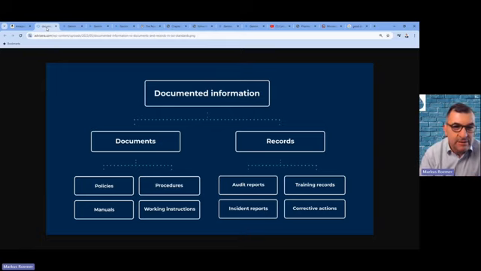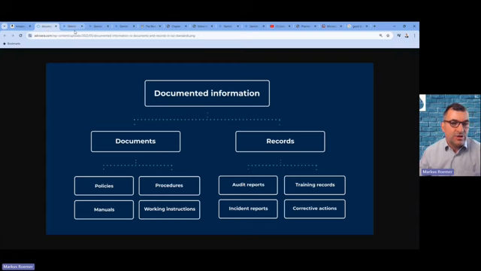So let's talk about documentation. The overall word is documentation. And documentation, you could also call it documented information if you come from the ISO area. So documentation is documented information. And documentation basically has two major types. These are the documents and the records.